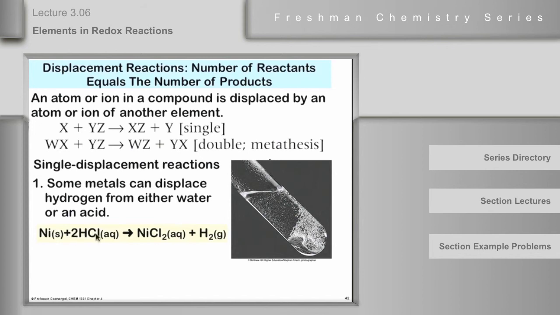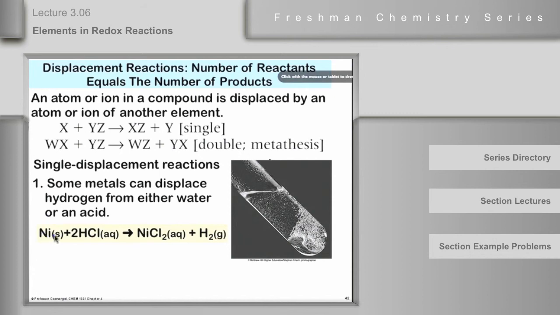Nickel reacts with dilute hydrochloric acid to give nickel chloride, which is a nice light green color, and hydrogen gas. And you can see the bubbles coming up here. This is the molecular equation.